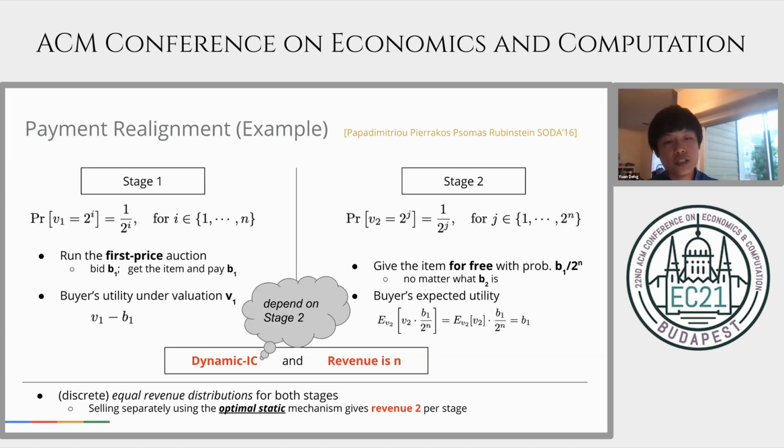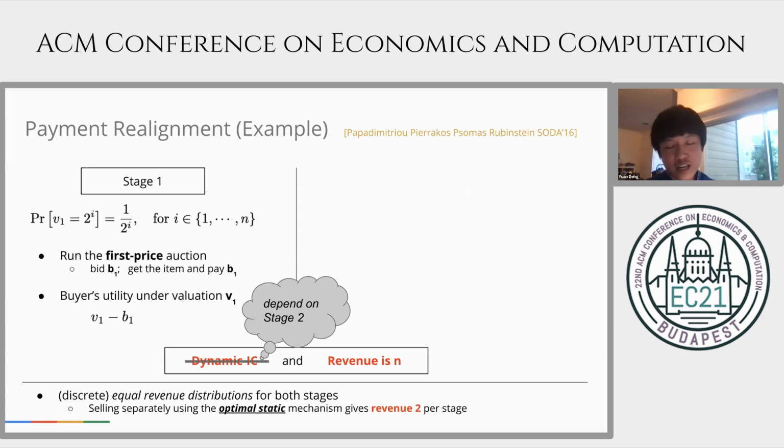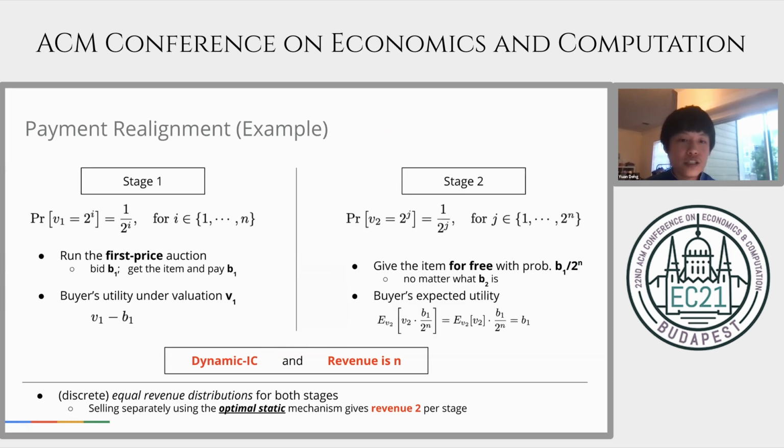However, it's not hard to see that the dynamic IC property highly depends on stage 2. So if we have wrong prior information about stage 2, then the dynamic IC property is likely to collapse. And even worse, it's entirely possible that stage 2 does not even exist. So next, I will try to apply payment realignment to resolve the issue.